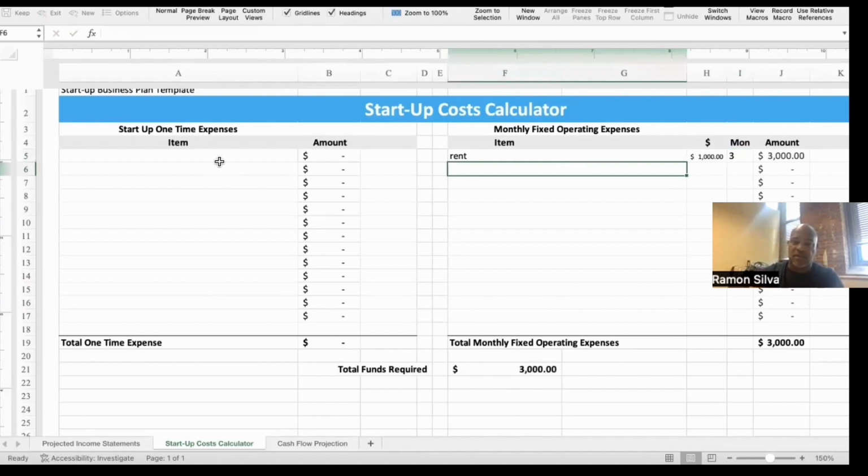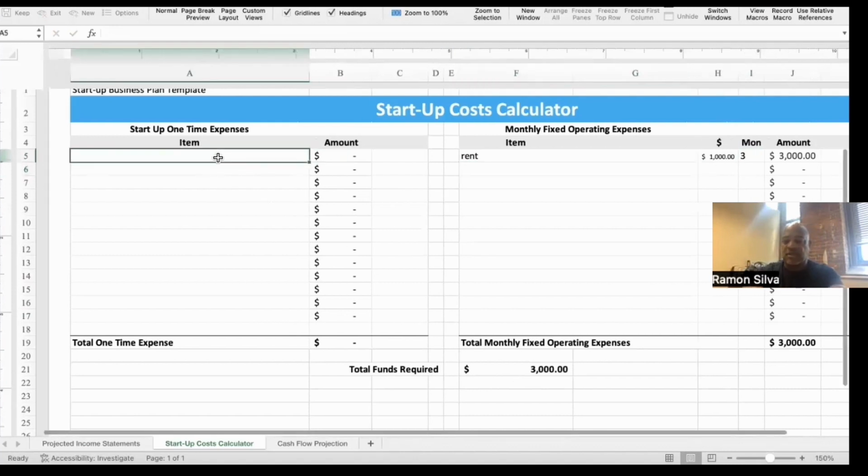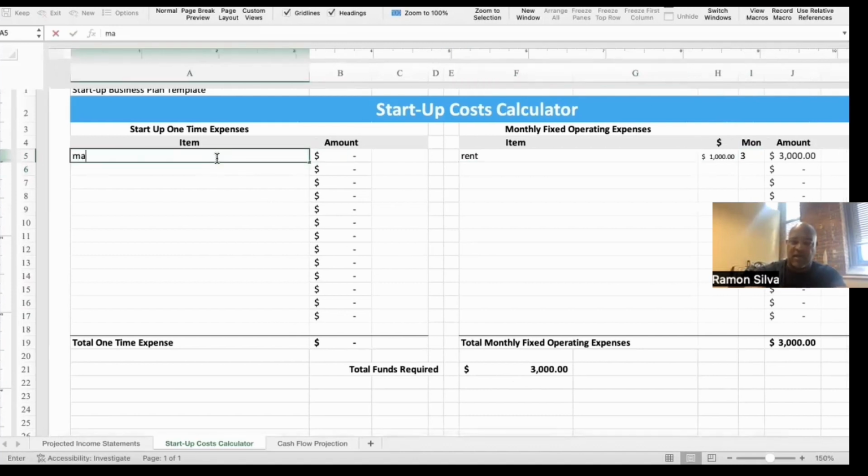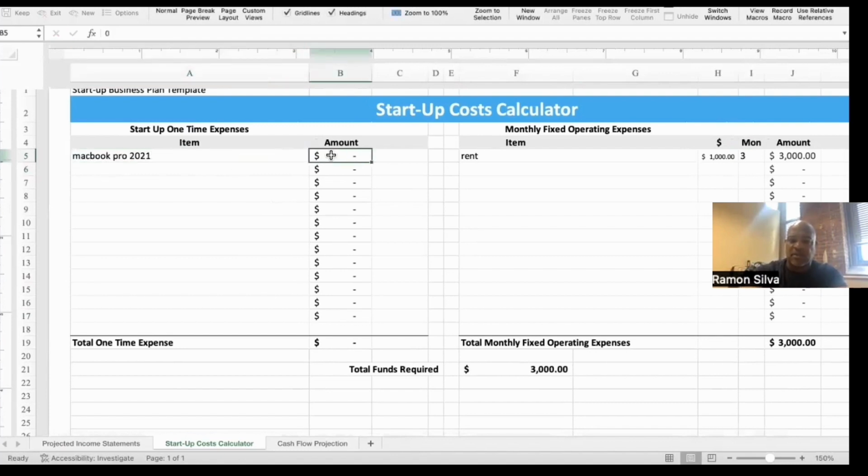If there are one-time expenses, and if I need a MacBook Pro 2021, and I know that that price is $1,221 at Best Buy, then now we know that our total funds required to start this business are $4,221. This is important. So everyone, please pay attention.